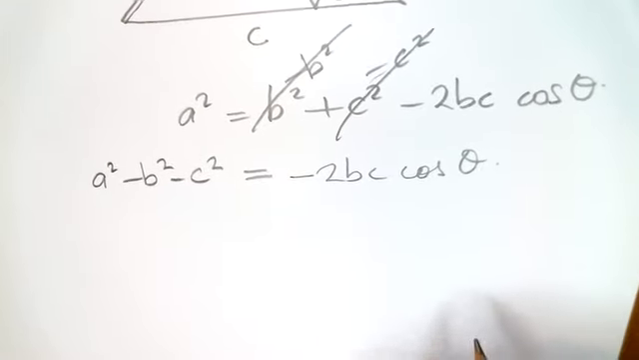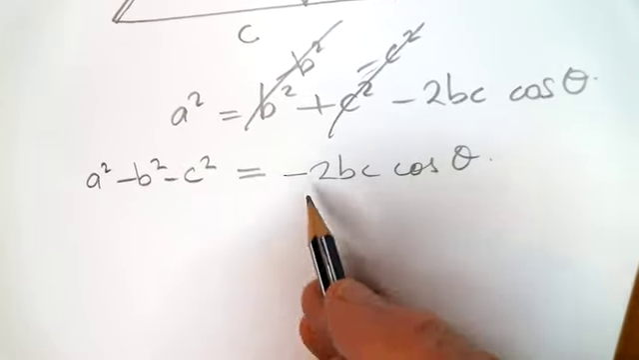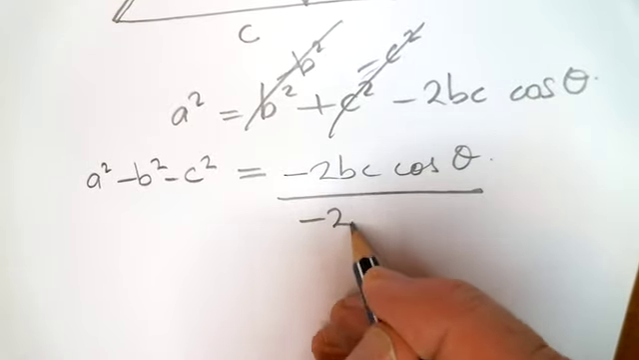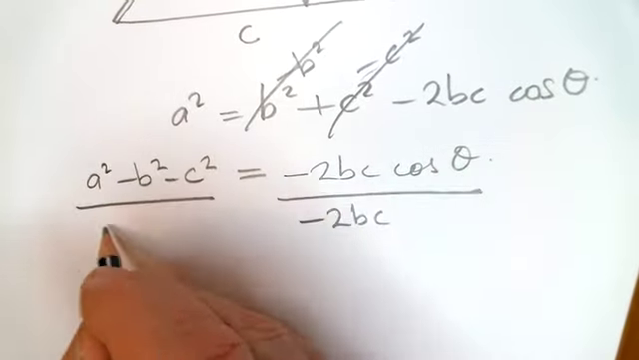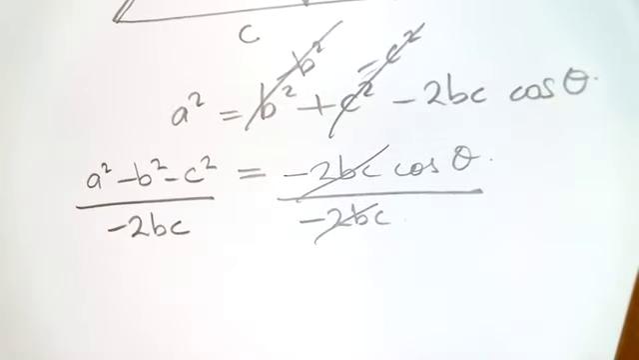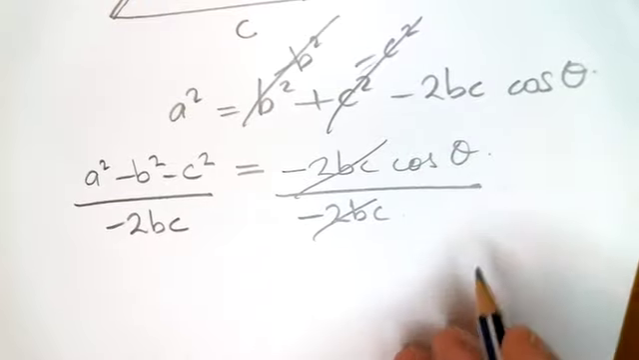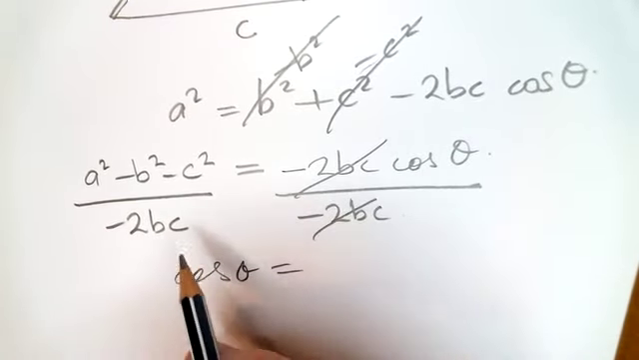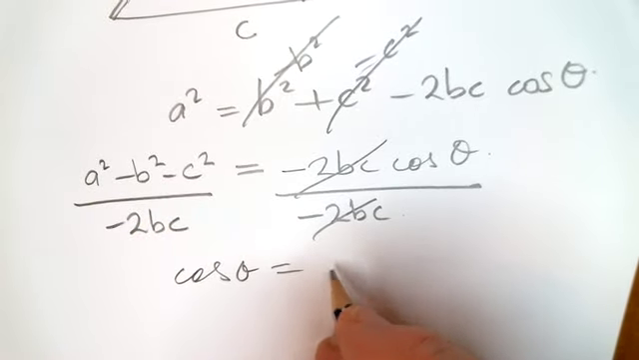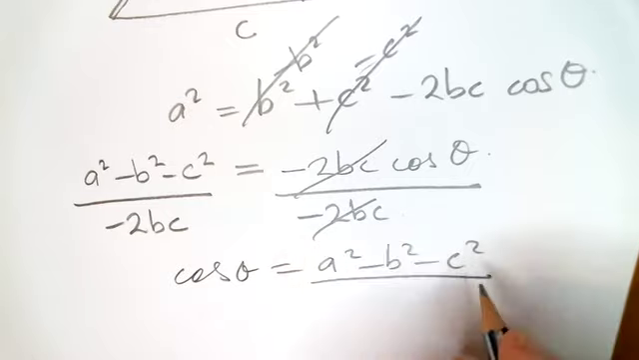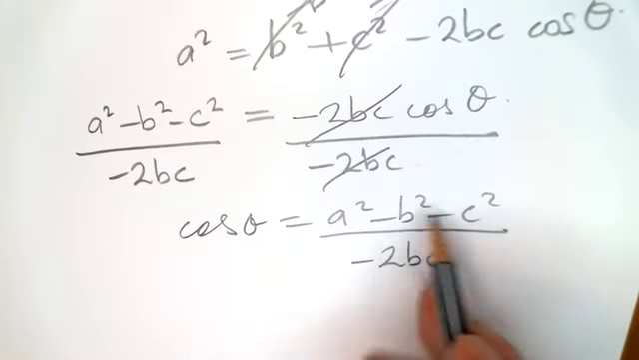All right, so now what I'd like to do is divide both sides by 2bc. So I'm going to divide this by negative 2bc, divide this by negative 2bc. Of course, negative 2bc divided by negative 2bc is 1, leaving me with cos theta. At this point, I have put cos theta on this side here. So now I've got, and I'll just rewrite this here, a squared minus b squared minus c squared all over negative 2bc.